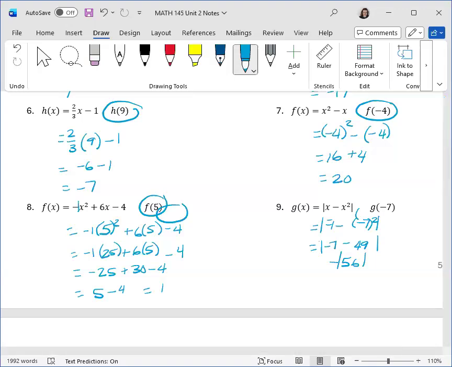Okay, that absolute value sign should be on the outside of that negative. So the absolute value of -56 would give me a positive 56, and that would be my final answer to this problem. I can't seem to write that right now. So positive 56.